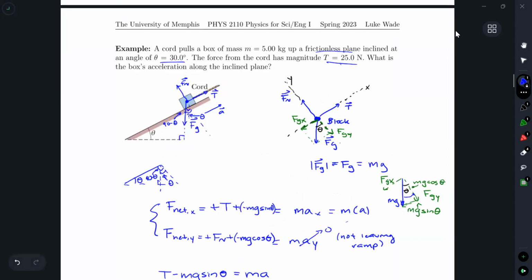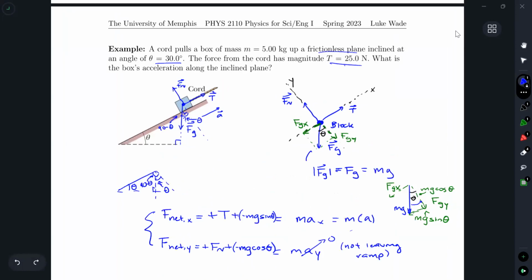weight always acts straight down. Just let me go back to green. Weight always acts straight down. Normal force always acts perpendicular to the surface. And then it's whatever other forces you've got going on, tension or friction along the incline.